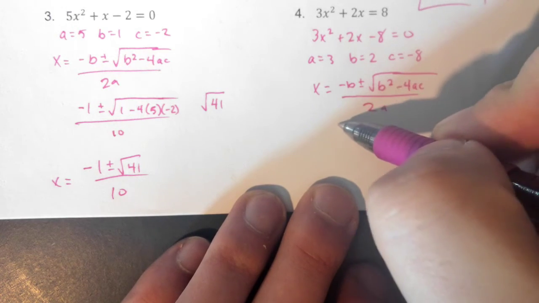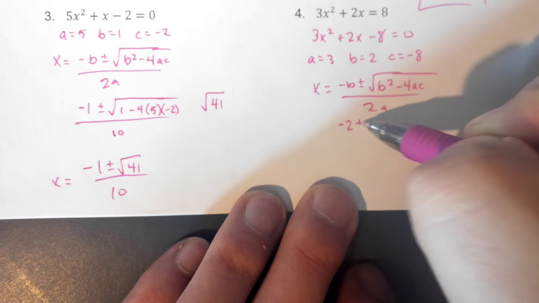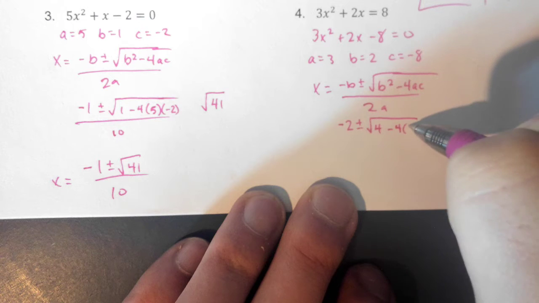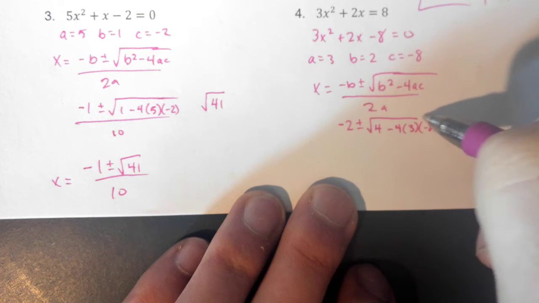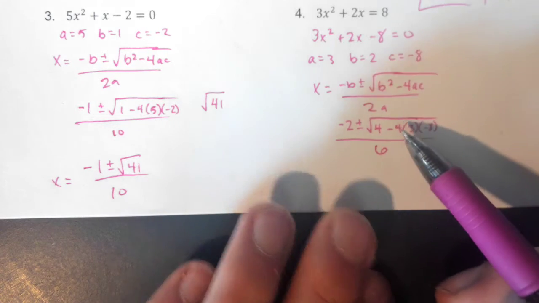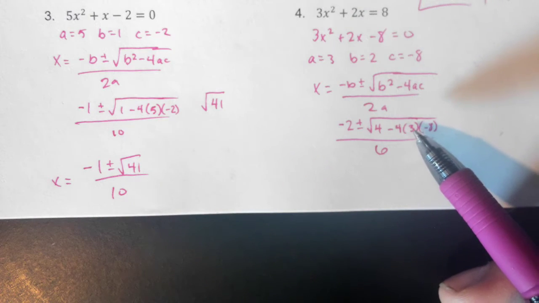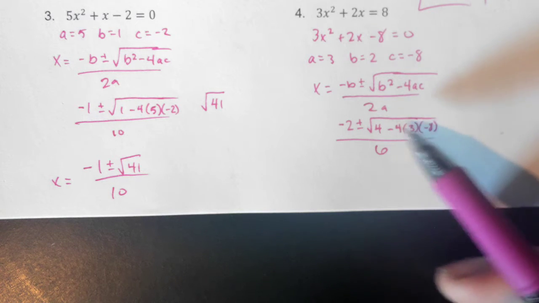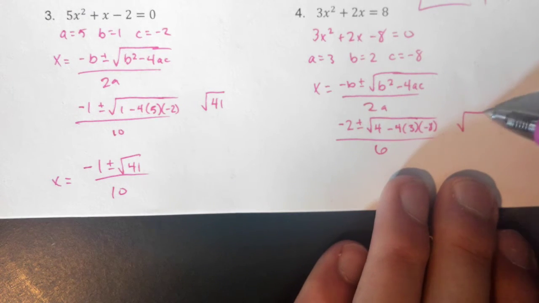If B is positive 2, the opposite of B would be negative 2 plus or minus the square root. 2 squared is 4 minus 4 times A times C, all over 2A. That would be 6. Do the math here. 4 times 3 is 12. 12 times 8 is 96. So 4 plus 96 would be the square root of 100.